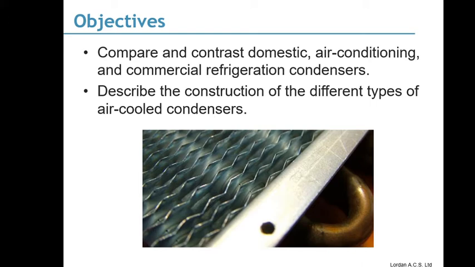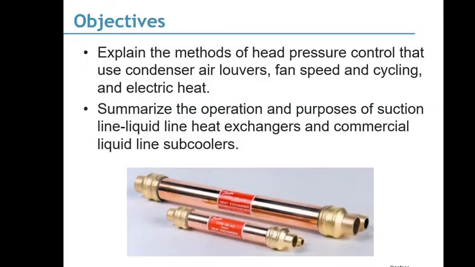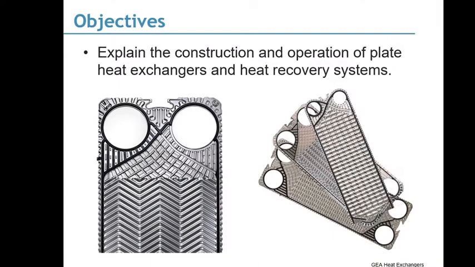Compare and contrast domestic air conditioning and commercial refrigeration condensers. Describe the construction of different types of air-cooled condensers. Explain the methods of head pressure control that use condenser air louvers, fan speed and cycling, and electric heat. Summarize the operations and purpose of suction line heat exchangers and commercial liquid line subcoolers. Explain the construction and operation of plate heat exchangers and heat recovery systems.